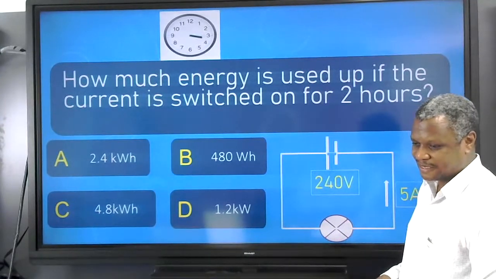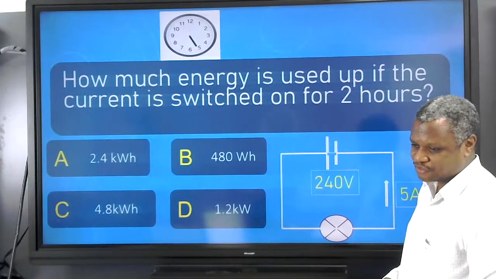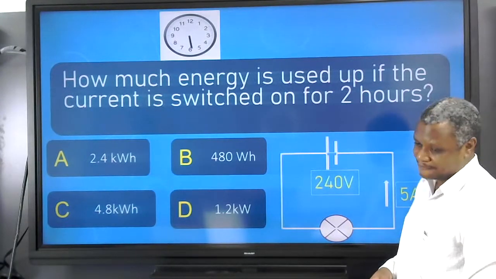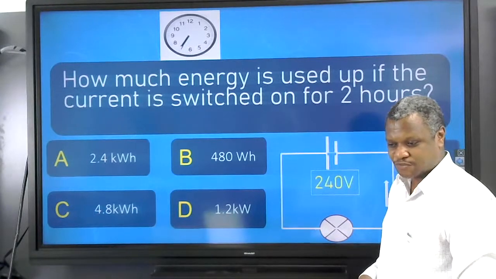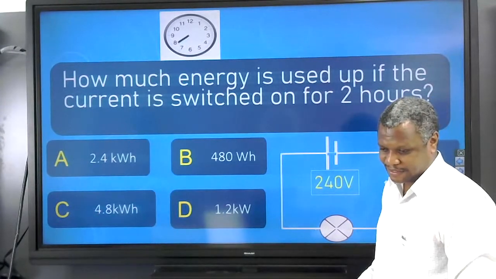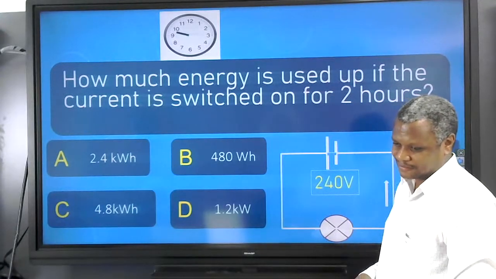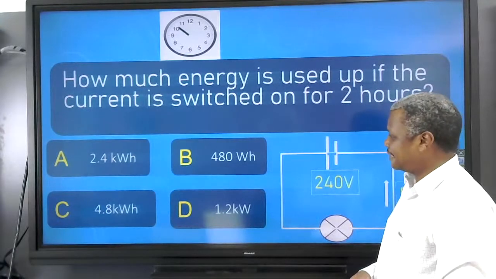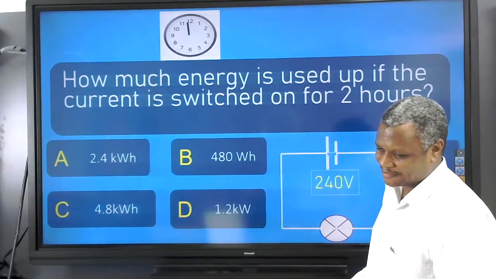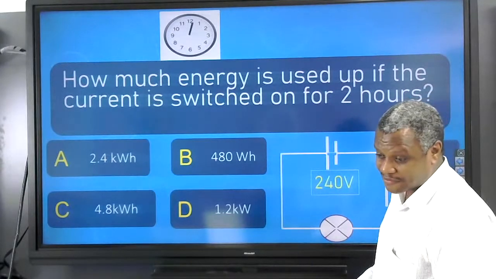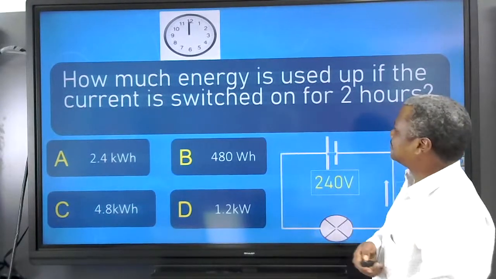Question 6, 3 room 8 says A, 2.4 kilowatt hour. Number 31, 3 room 2 says A, 2.4 kilowatt hour. 3 room 6, number 6, A, 2.4 kilowatt hour. 3 room 2, number 47, A. 3 room 8, number 4, A. 3 room 2, number 53, A. 3 room 6, number 35, A. 3 room 5, number 5, A. 3 room 7, number 12, A. Oh, all the answers are A. Okay. Because of time, I'll reduce this one to 1 minute.